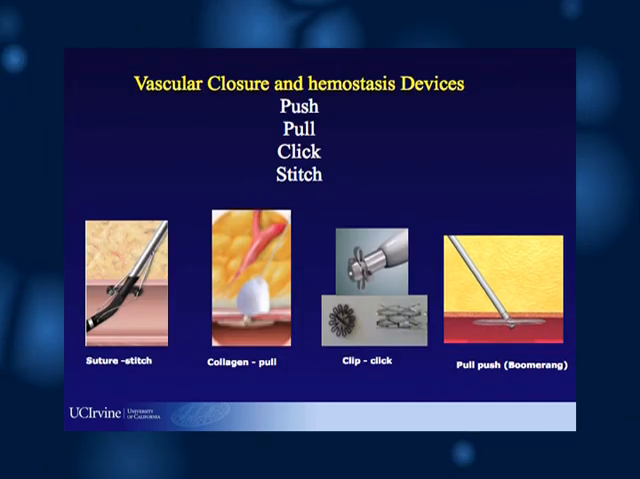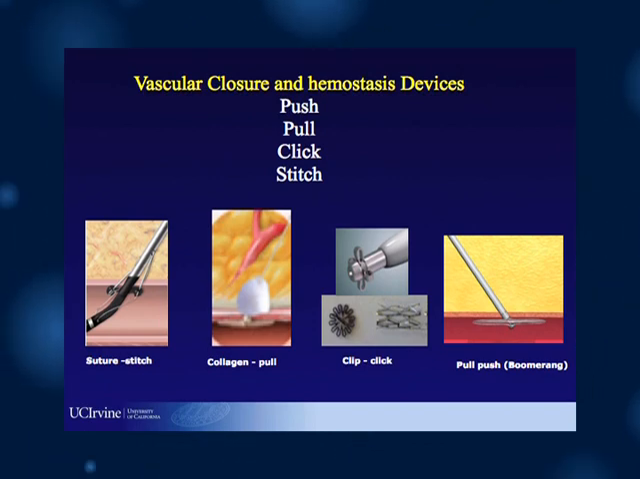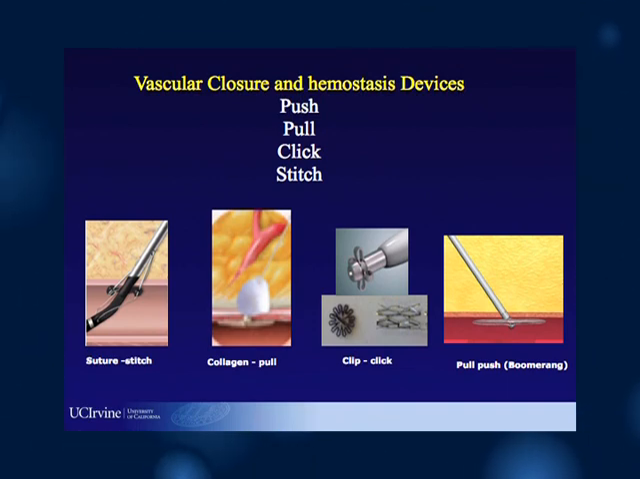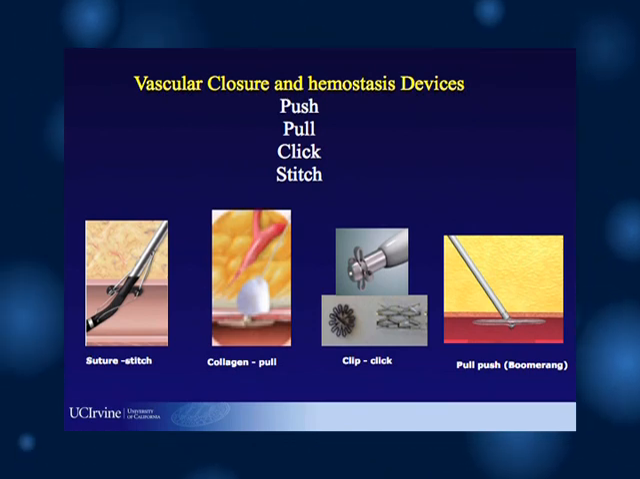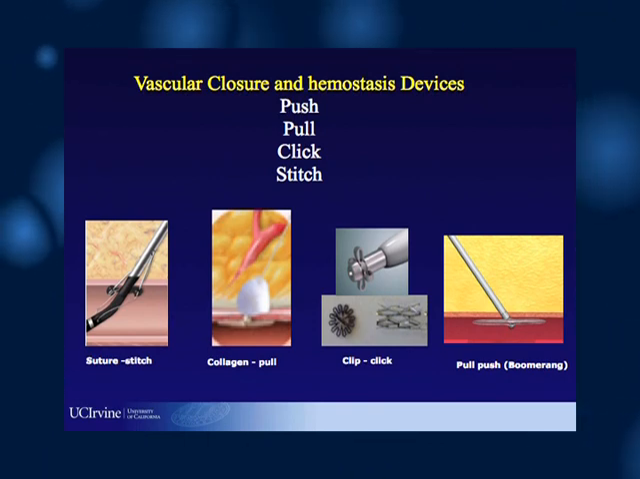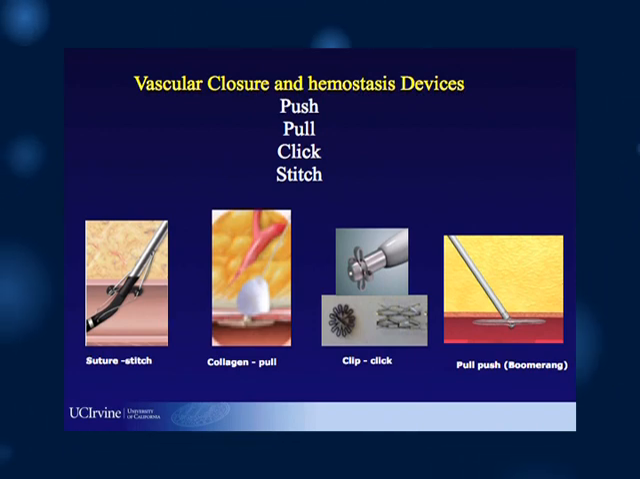The four major mechanisms of vascular closure devices to obtain hemostasis in the cath lab include, from left to right, the stitch method using sutures implanted in the vessel, a pull and tamponade method using a collagen plug within the vessel and collagen tamped down on top of it, a click method employing sutures delivered to the surface of the vessel, and another pullback type of temporary puncture tamponade device called the boomerang.